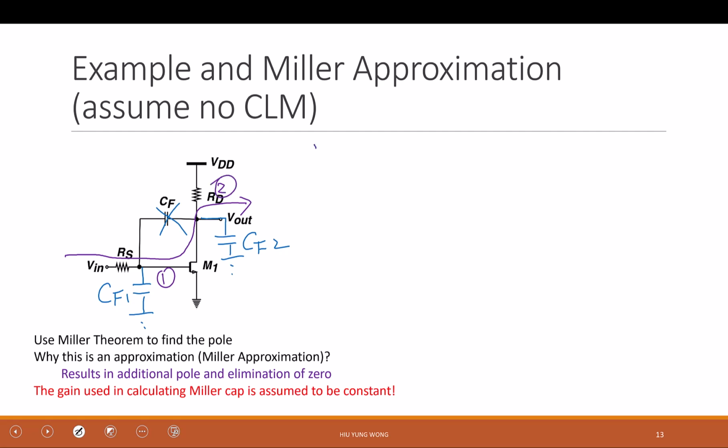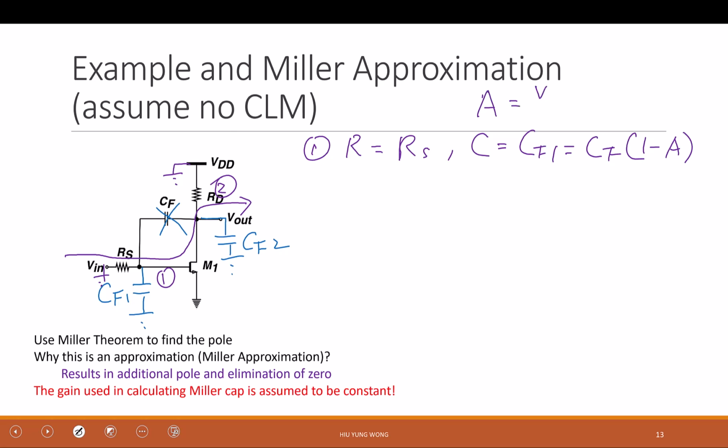And then the first node, this time I'm going to be quick, right? I forgot to ground all the independent sources. R for node 1 is RS, right? Because if I stand here, I see RS bringing me to the ground. This side is the gate, infinity, right? And then the C equals CF1. But what is CF1? CF times 1 minus A, okay? Where A equals V2 divided by V1. So I have this one, then you find the pole is 1 over RS times (1 minus A) times CF.